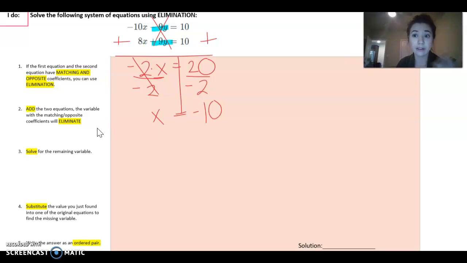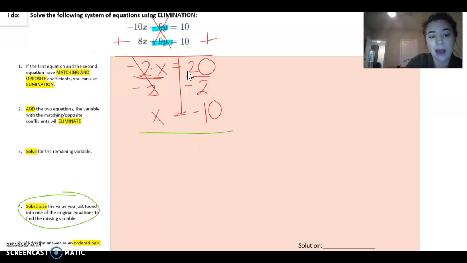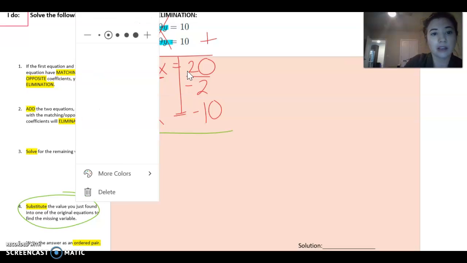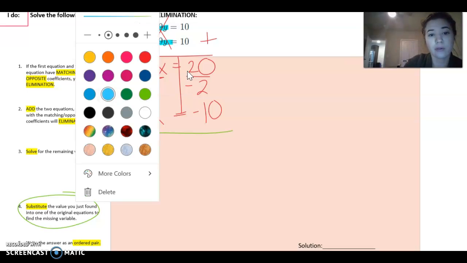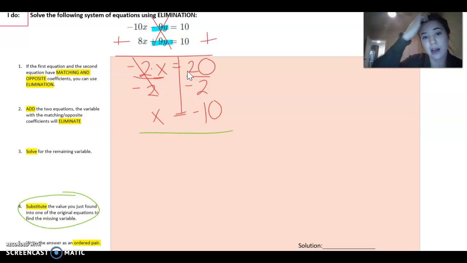Okay, again, we have a system of equations here. We have an x and a y, so I'm not finished until I know both what x is and what y is. So just like we did with substitution, once I find what one variable is, we're going to plug it back in to find the missing one. So now I'm going to write down one of these other equations. I'm going to choose the 8x plus 9y equals 10. Again, you can choose either one of those. It doesn't matter. You'd get the same answer.